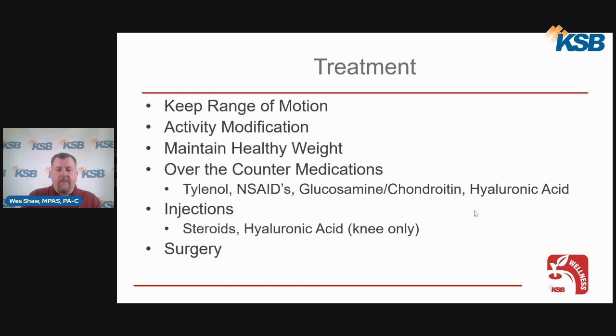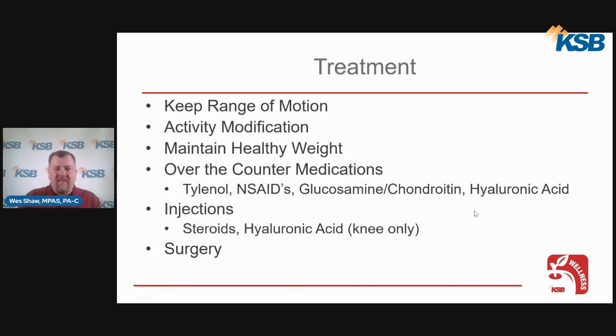There's another option out there called hyaluronic acid. That is another shot that we give directly into the knee joint. It is not authorized for use in other joints for arthritis. According to the FDA, it's an off-label use, and we only do knee injections with hyaluronic acid. The idea behind that shot is that it helps hydrate or lubricate the existing cartilage within the knee.